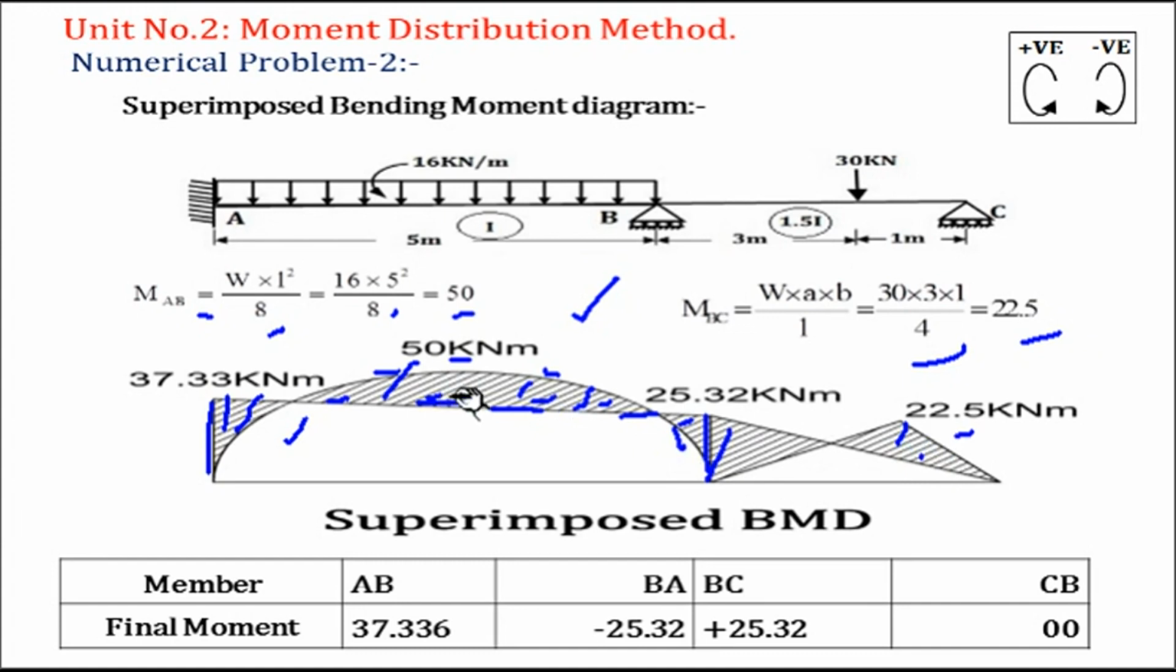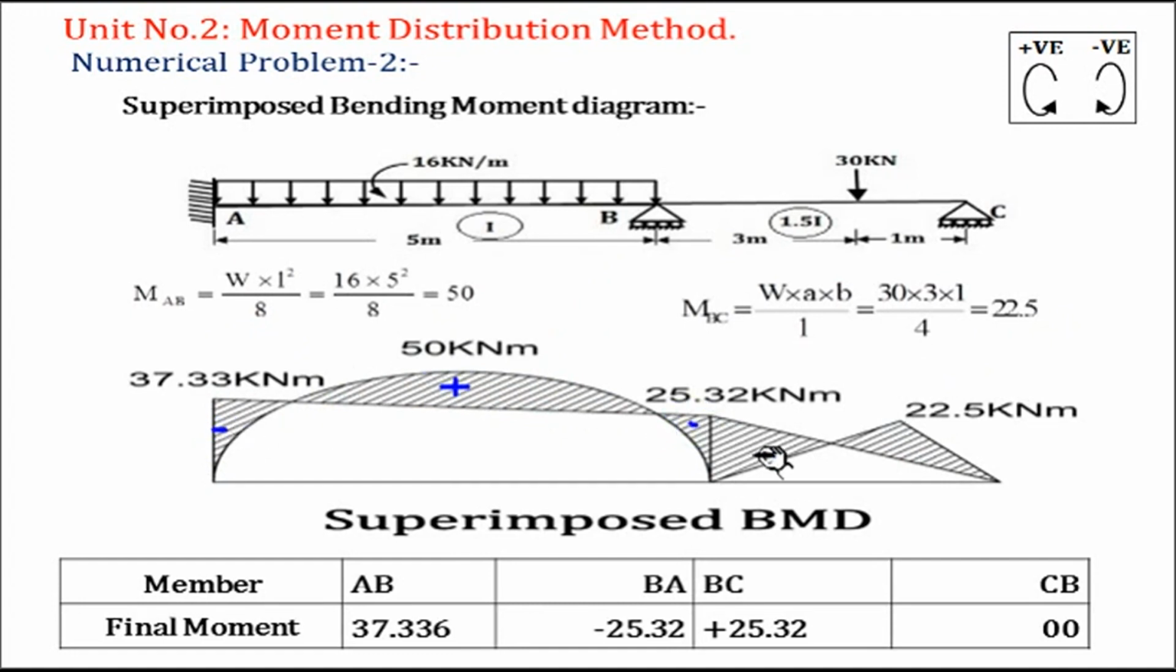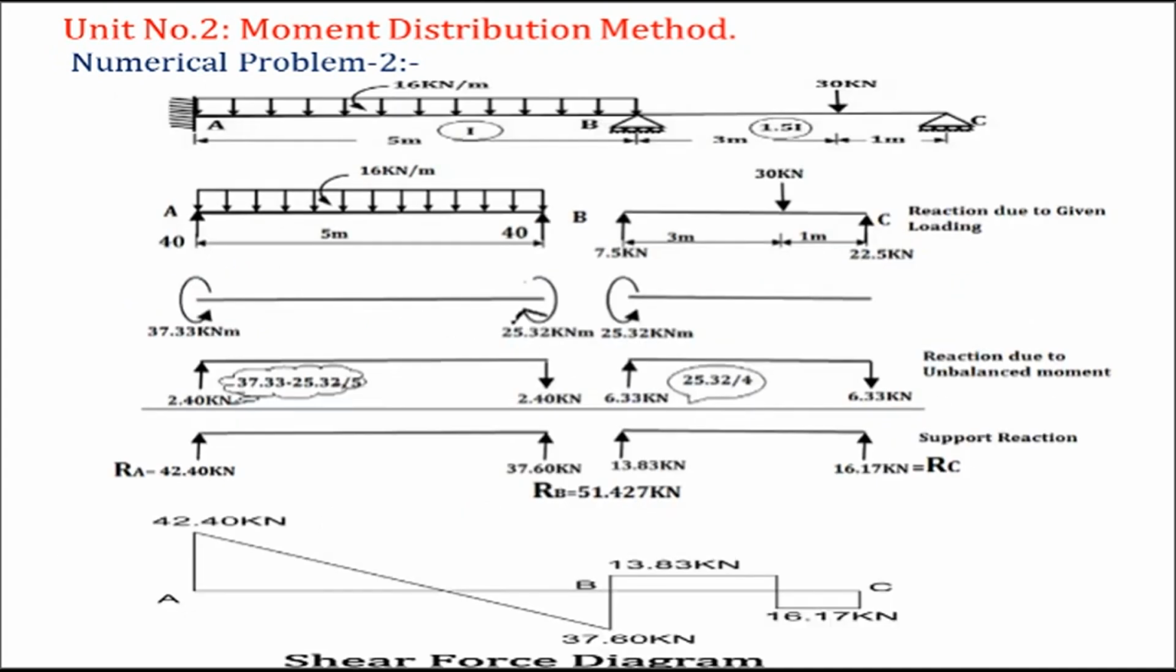Okay, so above this fixed end moment line, this is positive. Above the fixed end moment is positive, and below the fixed end moment show negative sign. Okay, so this is negative and this one is positive. Okay, this is about the bending moment diagram.